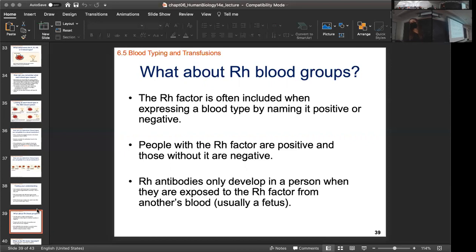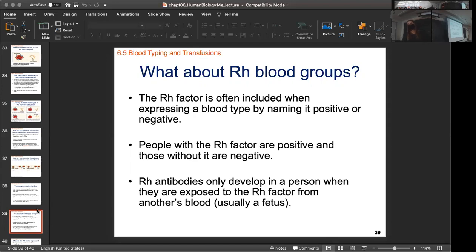Well, it's often included when expressing a blood type by naming it positive or negative. And the people with the Rh factor, if you have it, that's where you put the positive next to it. So if you're B positive, that means you're B and you have the Rh factor. If you're B negative, you are B and you do not have the Rh factor present. So think positive. When somebody is positive, they say yes, and that means you have it.